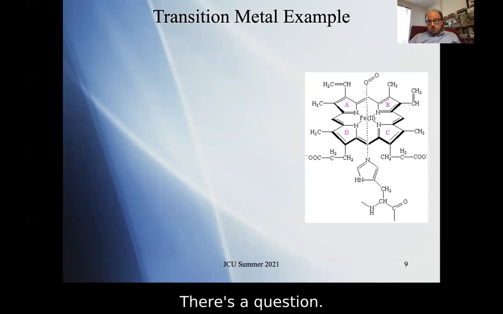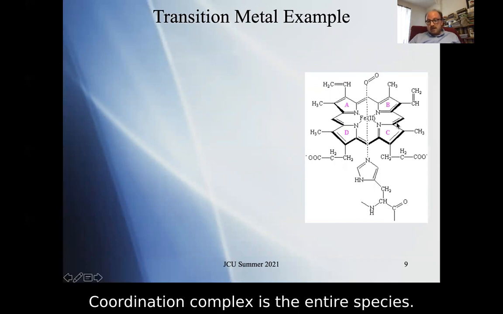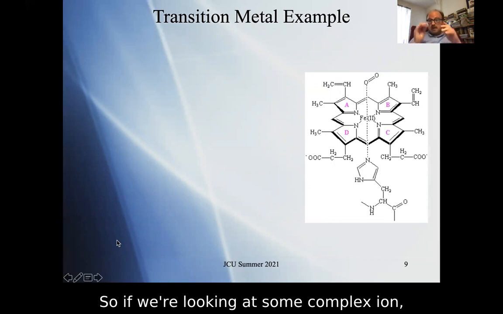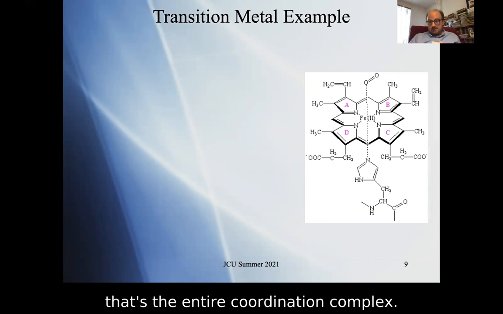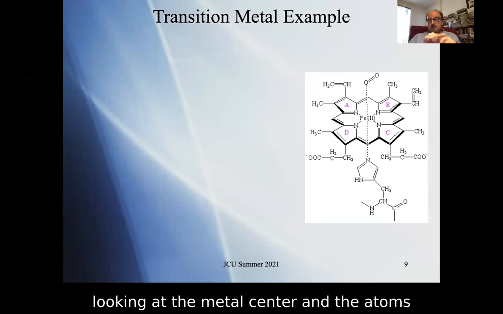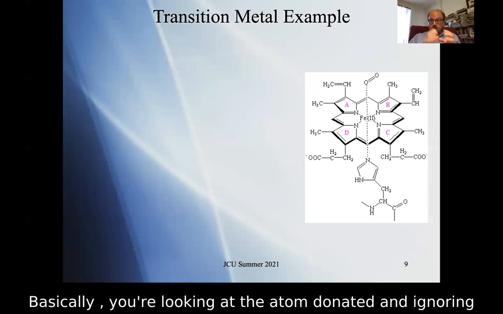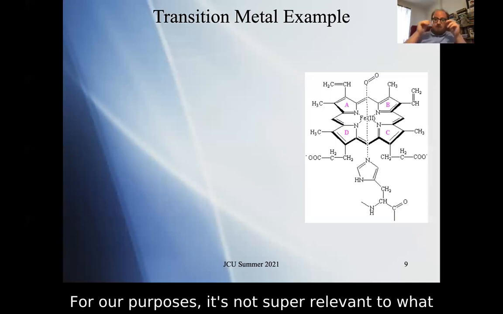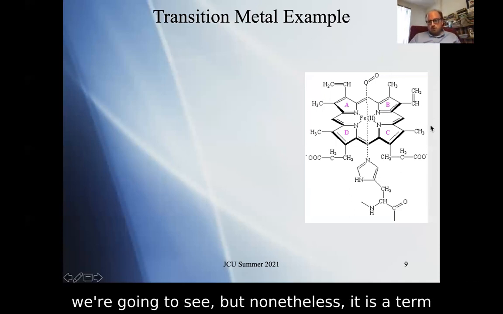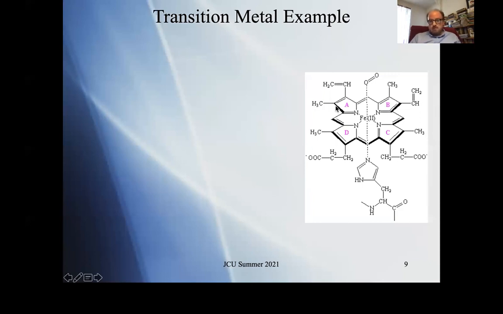All right, so now we'll apply these definitions to this example. Oh, there's a question. So coordination complex is the entire species. If we're looking at some complex ion, that's the entire coordination complex. The coordination sphere is exclusively looking at the metal center and the atoms immediately surrounding it. So basically, you're looking at the atom donated and sort of ignoring the rest of the ligand. Again, for our purposes, it's not super relevant to what we're going to see, but nonetheless, it is a term that you may come across.